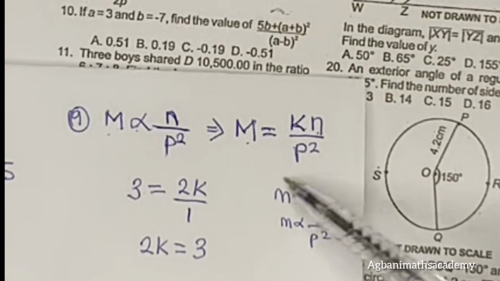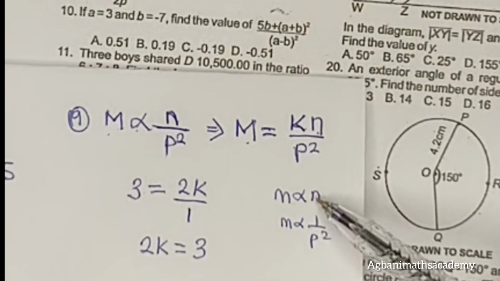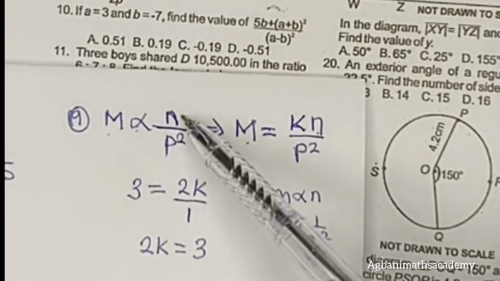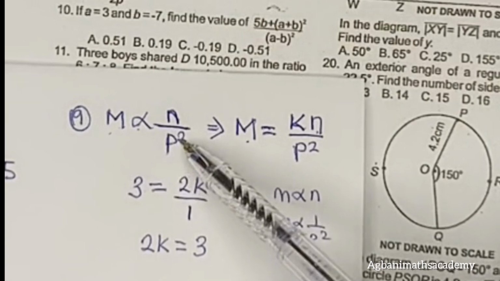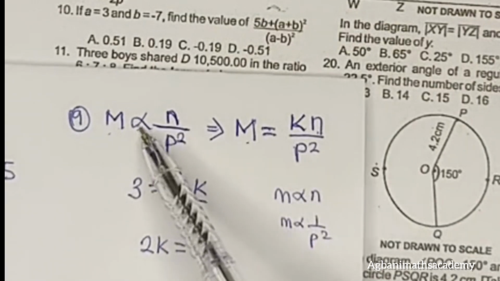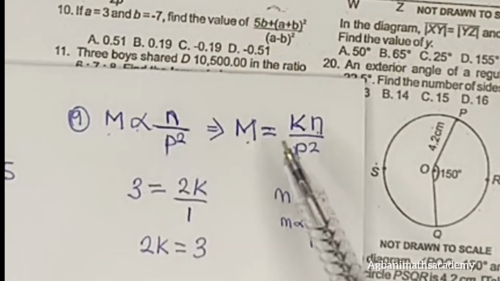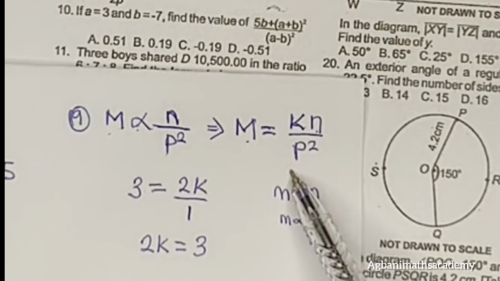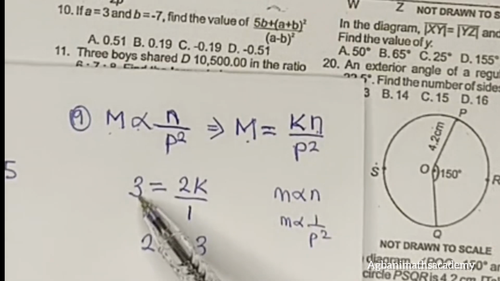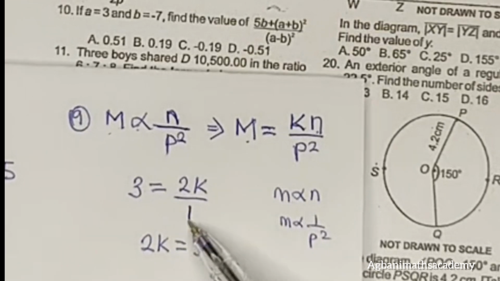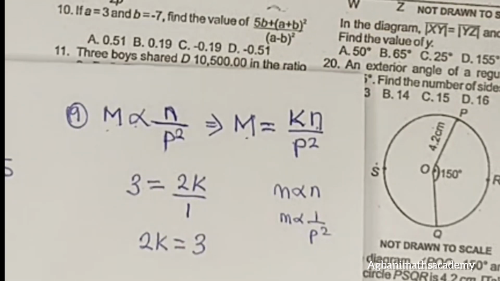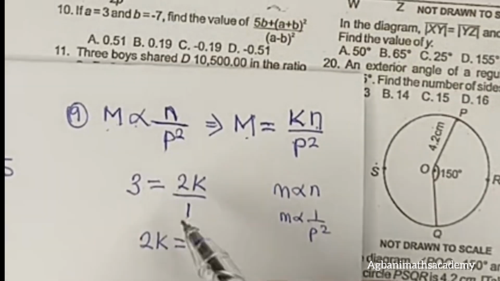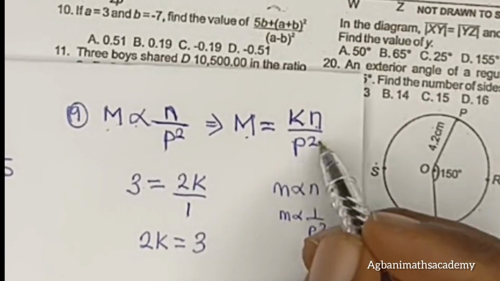But bringing them together, we have a joint variation. So we just bring this n down here because it's a numerator. That's why we have m varies directly as n and inversely as p squared. So when you remove the sign and you replace it with the constant of proportionality, you have m is equal to k n all over p squared. But we are told that when m is equal to 3, n is equal to 2, and p is equal to 1. So now we need to find our k. 1 square is equal to 1.